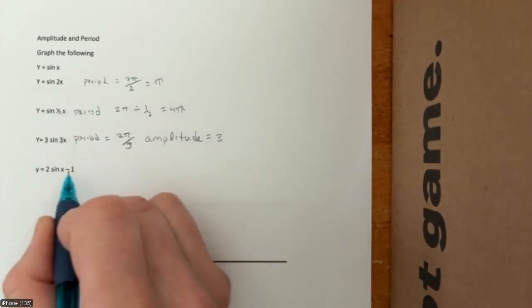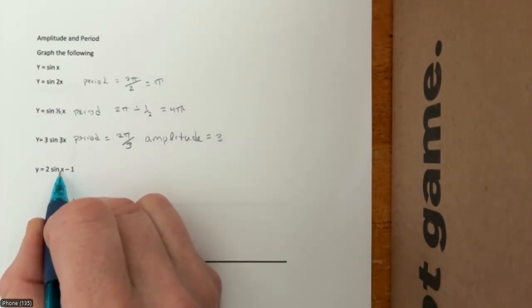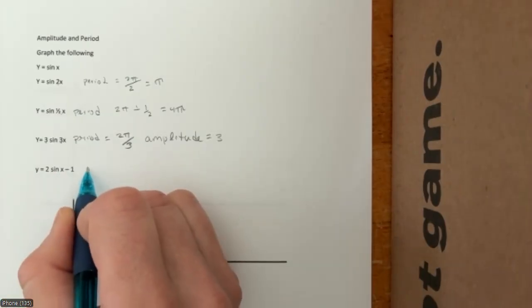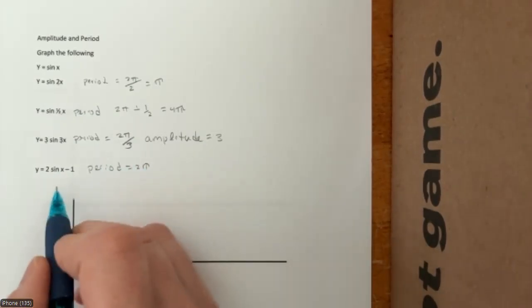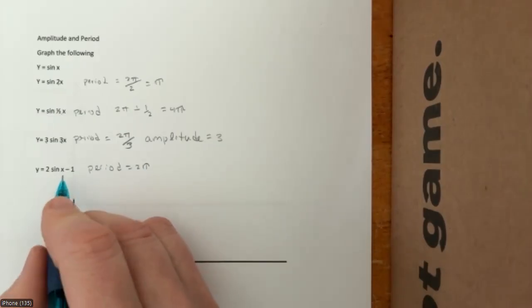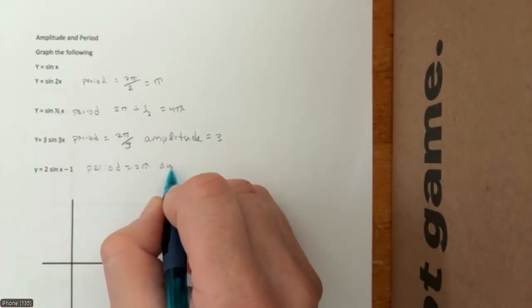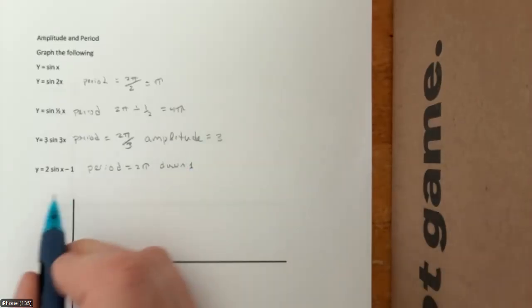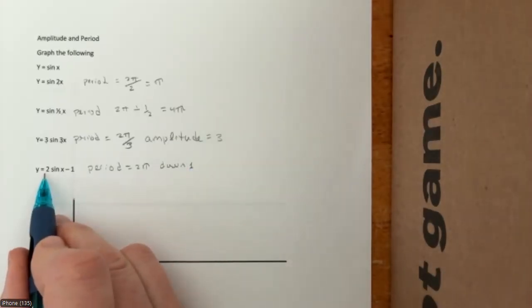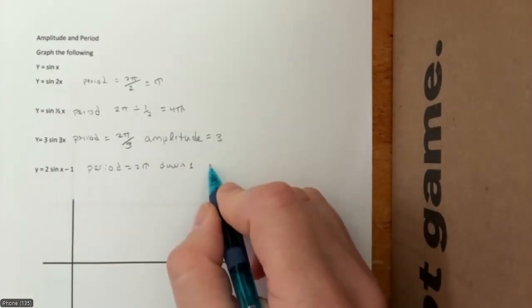And then here, B is 1. So the period here is, I'll write it down because we're going to use it later, 2 pi. There's no change compared to the parent graph. And we get shifted down 1. And the amplitude is 2.